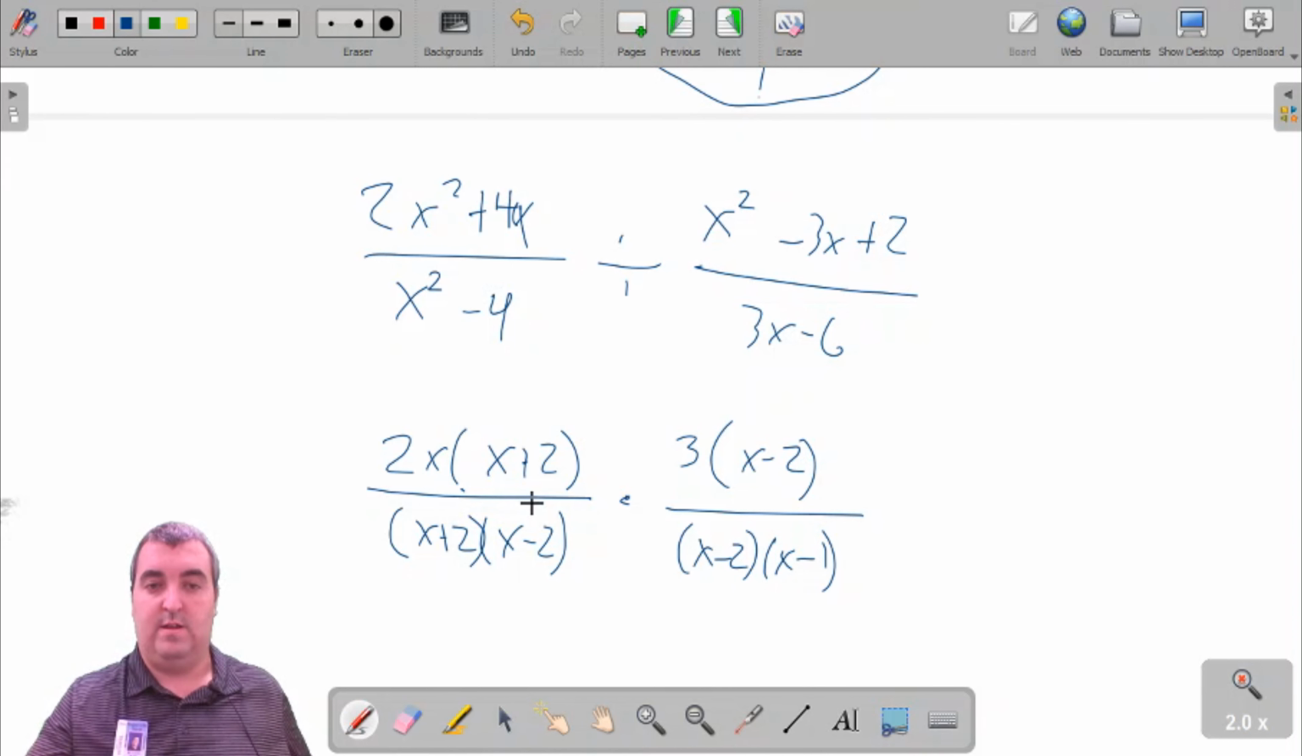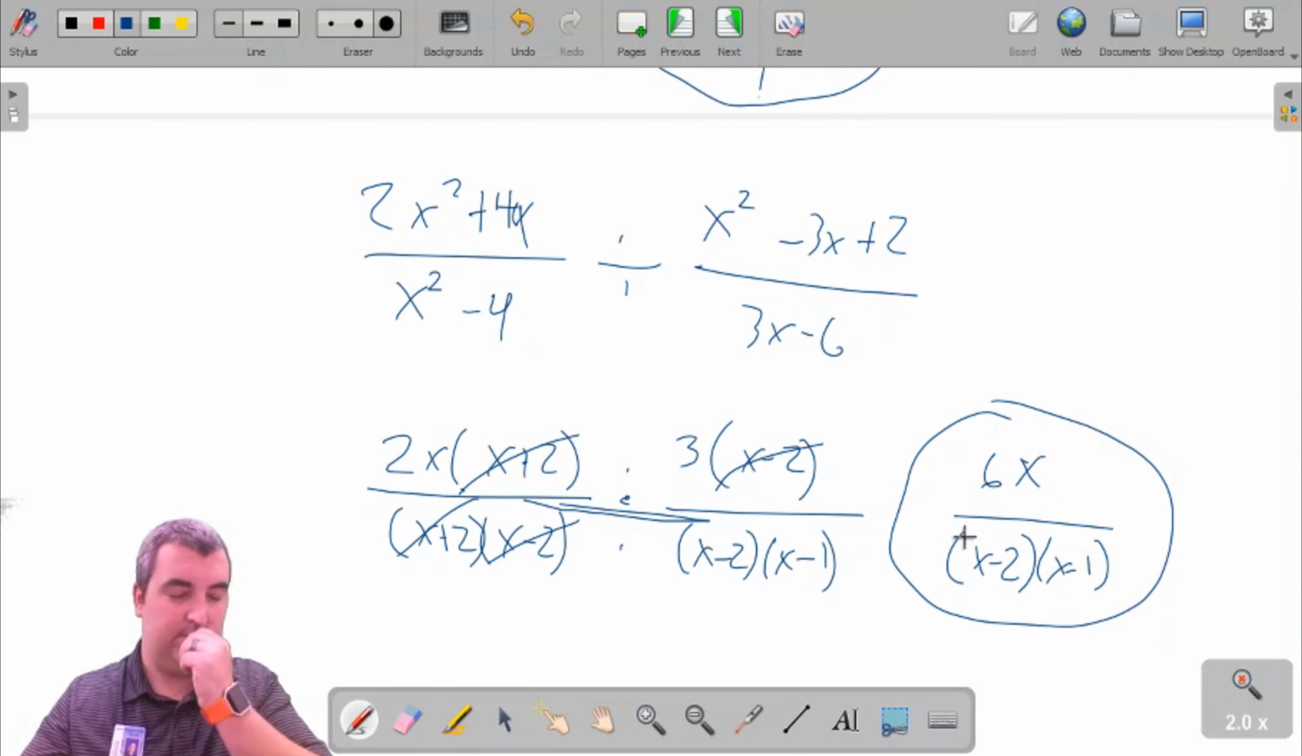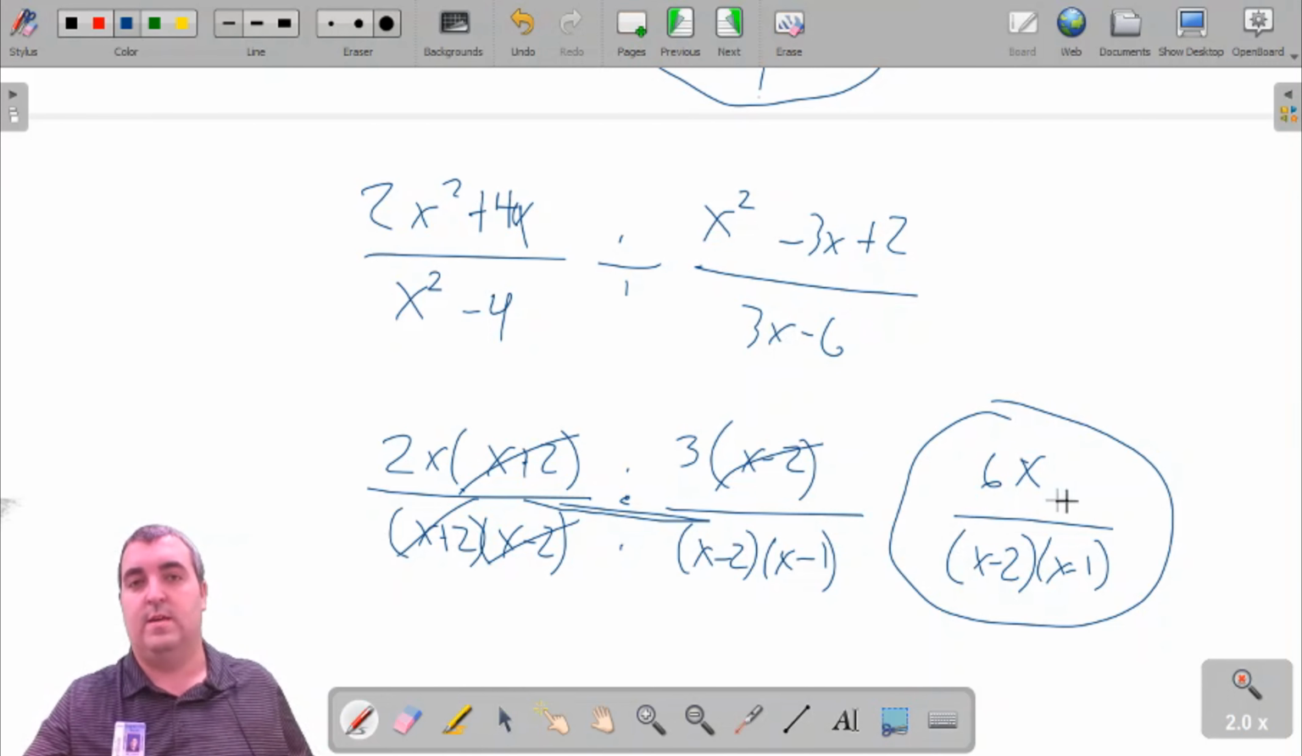All right, then I'm going to multiply straight across, so just connect it, right? And that becomes all multiplication. So 3 times 2 is 6, and that's the only number. X plus 2, x plus 2, x minus 2, x minus 2. So on the top, left with 6x. On the bottom, x minus 2, x minus 1. And if you wanted to multiply that out, you could, but usually leaving it in the factored form is best, so that way you know you're done simplifying.